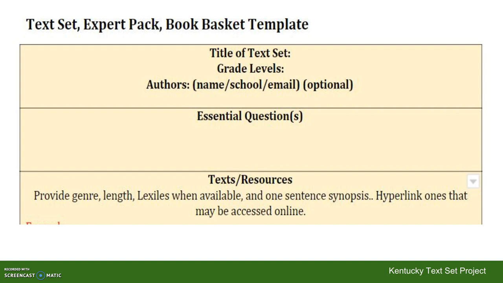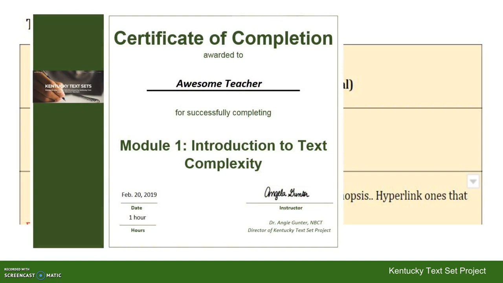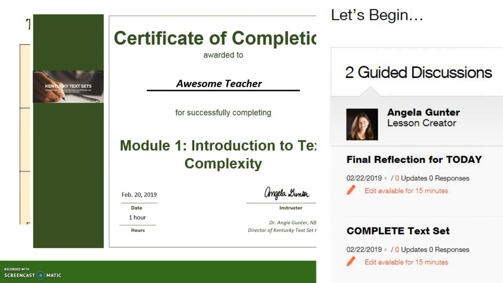If you have items that you can't link, place them in a Google folder and share the link to the folder. After working with several groups in completing the text set process, we find the average amount of time to build the text set is about 18 hours. So for today's learning, respond in the final reflection for today, in the discussion section, and you'll receive a certificate for 1 hour. Once you've submitted a complete text set, you'll post that link in the completed text set discussion section. After it's been reviewed, you'll receive an additional 18-hour certificate.